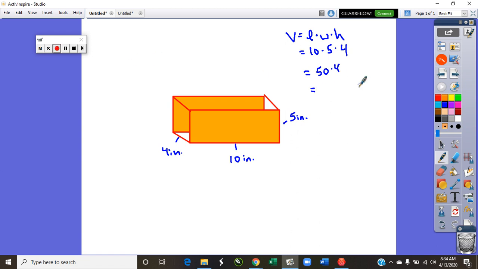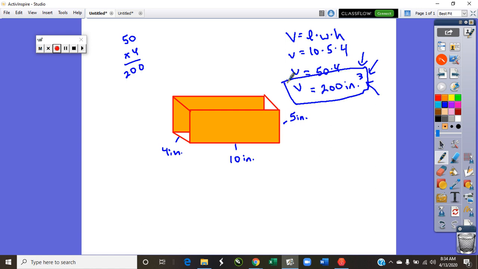Okay. Well, I know that 50 times 4 is 200, but we can illustrate that if we're not totally sure over here. 0 times 4 is 0. 5 times 4 is 20. So that's 200. And this would be inches, what? Cubed. Please don't forget this thing. That's important. Okay, so my final answer should have been 200 inches cubed.